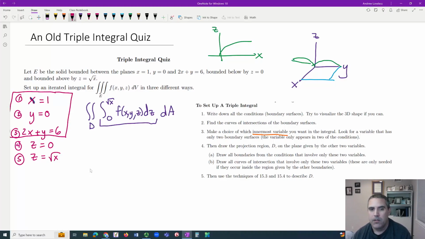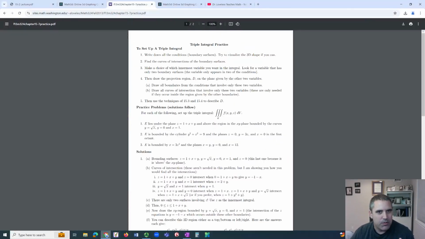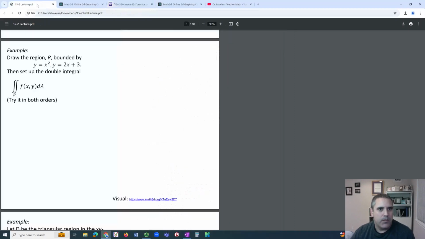Okay? So I think of it this way. You choose the innermost variable. Honestly, you can choose anything, but some choices are going to be easier than others. And then you draw the 2D region and you do Math 126. So before we come back and do that, let's talk about Math 126 for a second, because that's often where the confusion is.